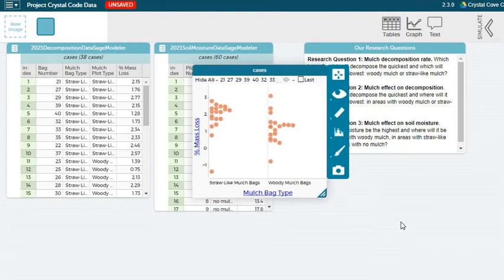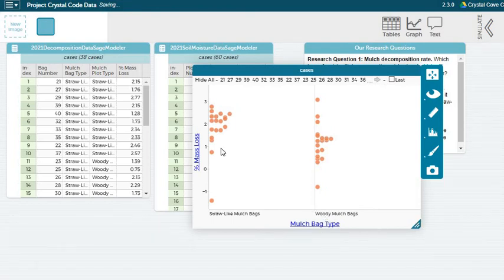So now we have a graph where all of the percent mass loss measurements for the straw-like bags are over here, and all of the percent mass loss measurements for the woody mulch bags are over here. A really high number means that that bag lost a lot of mass. A really low number means it did not lose very much mass, or some of these even gained mass. There's a number of things that could have happened there. Dirt or other plants could have gotten into the bag, or water, but it definitely did not lose mass. So a high decomposition, a low amount of decomposition.